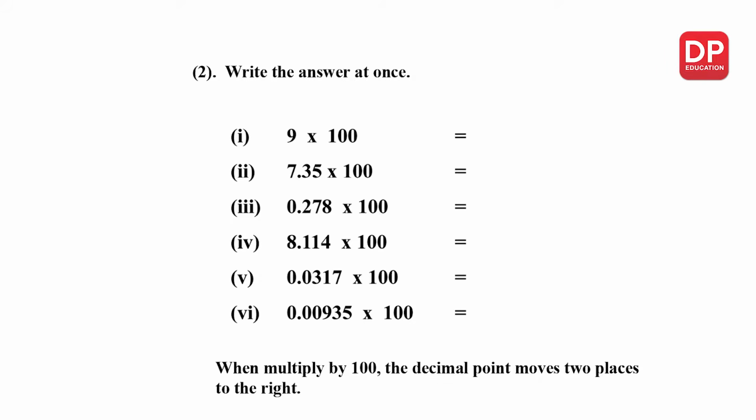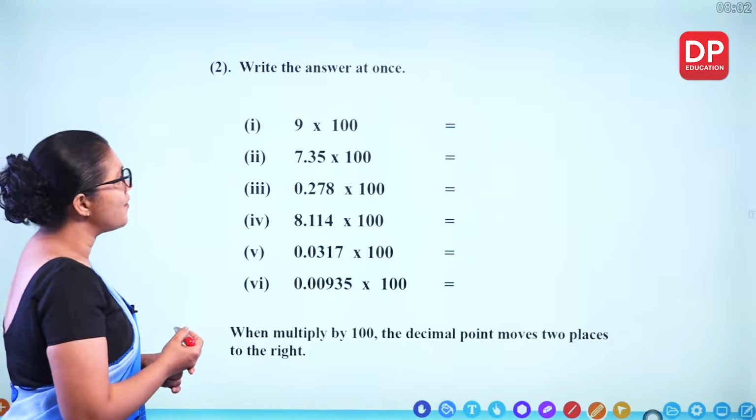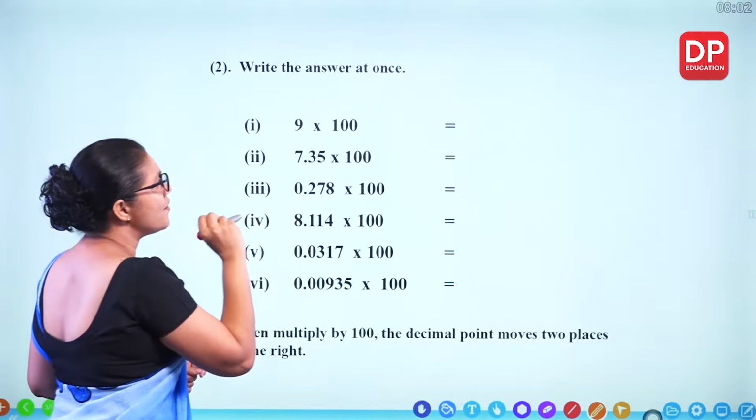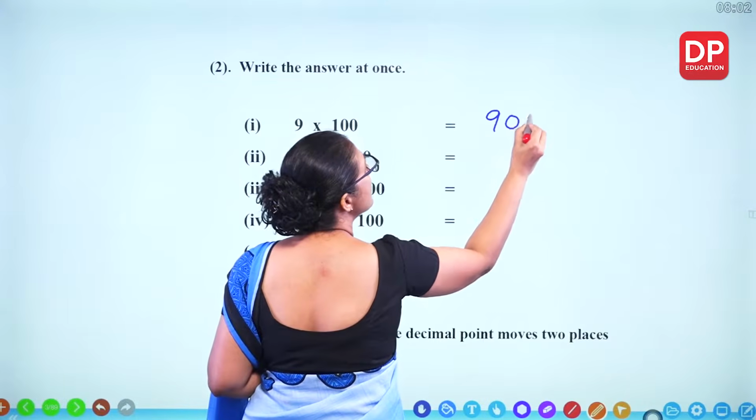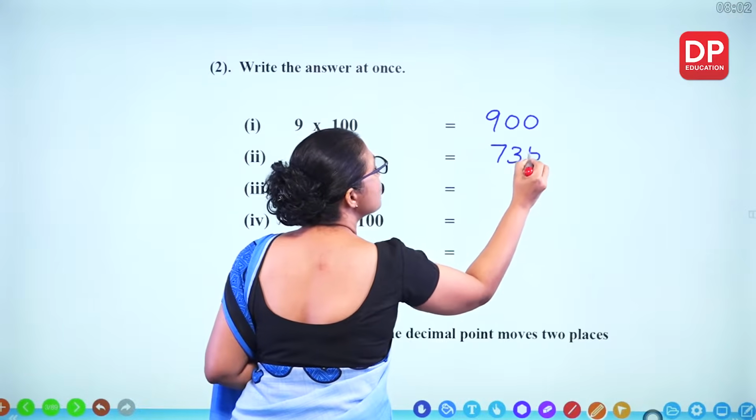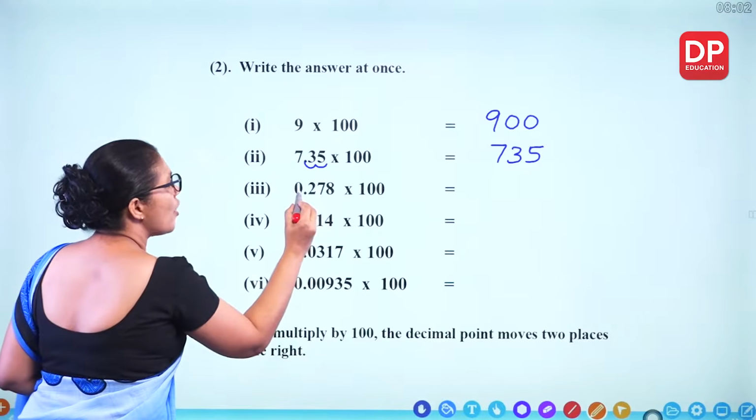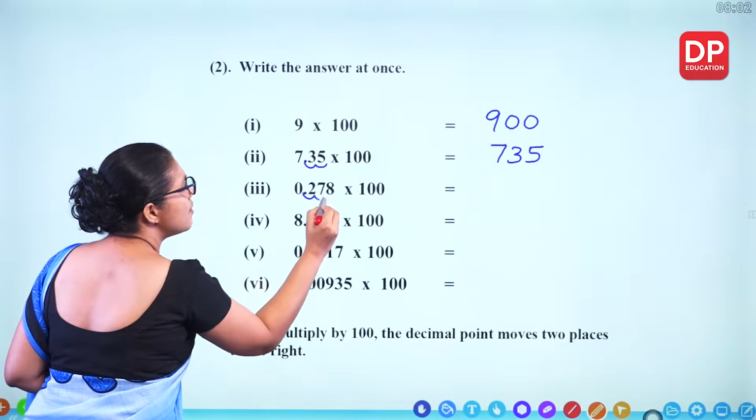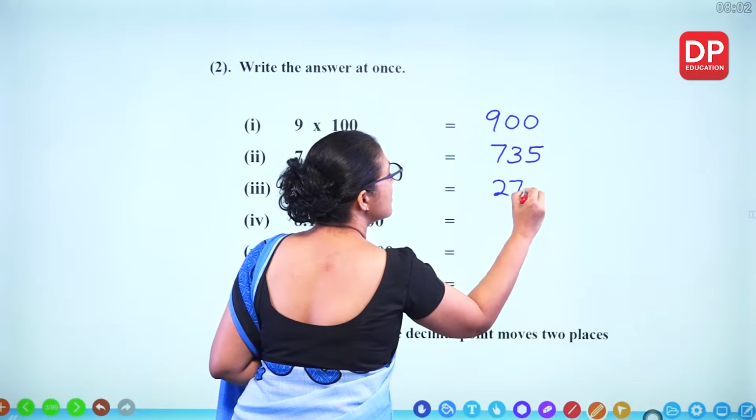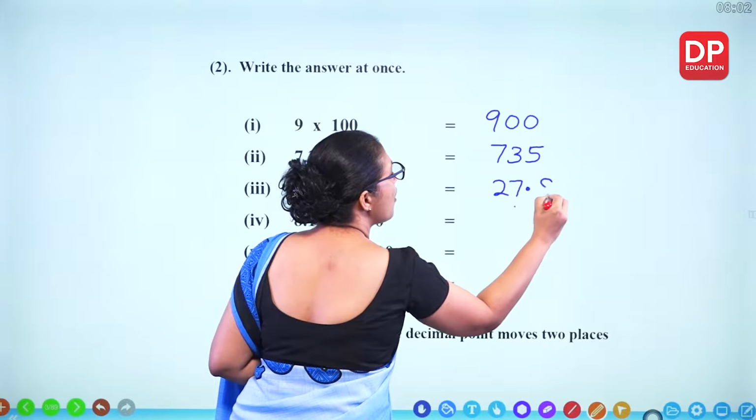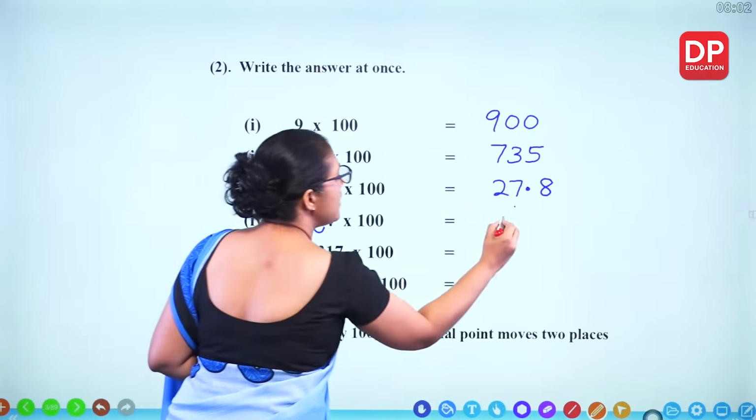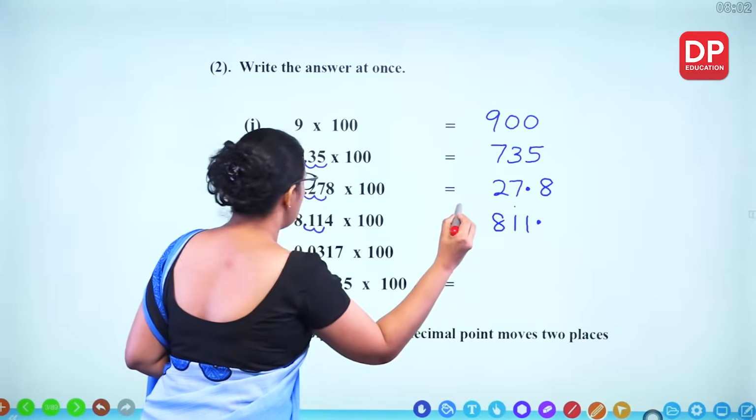Write the answer at once. Now multiply by 100. So what you do when you want to multiply by 100? Two places, the decimal point moves two places to the right. 900. This one, 735. 0.278 multiplied by 100, move two places to the right. 27.8. This one, 811.4.